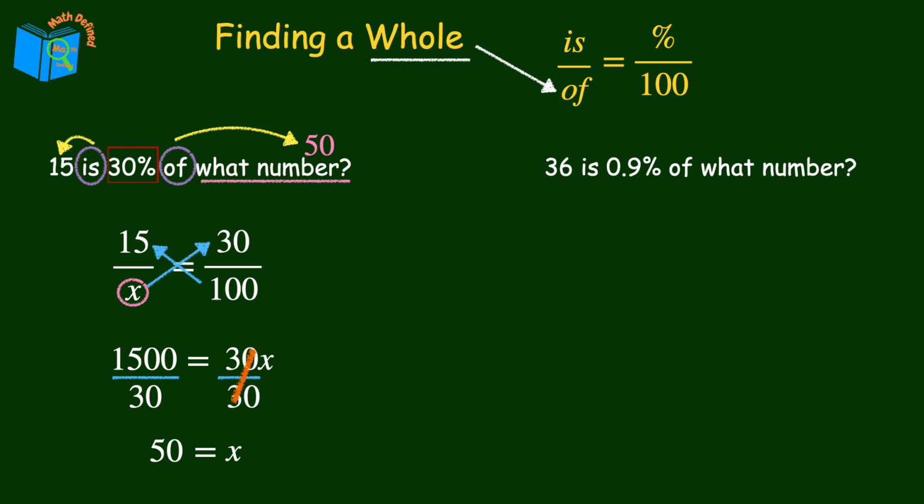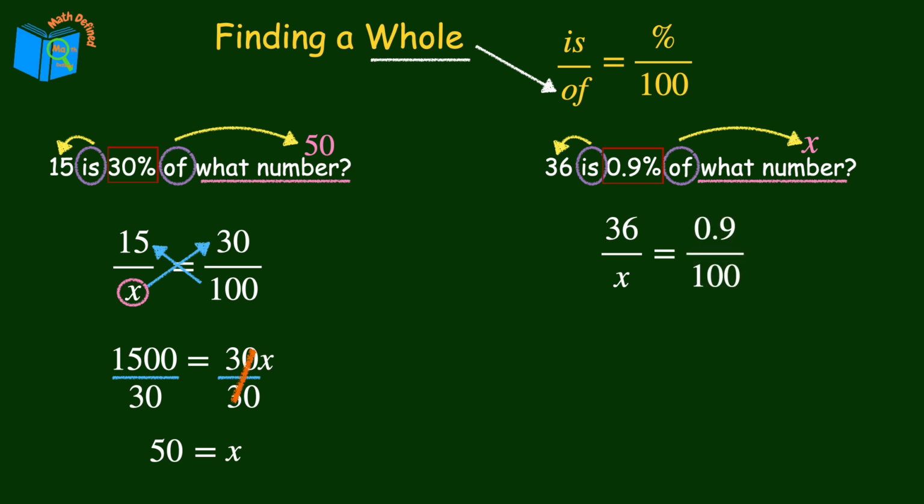Let's do another one. 36 is 0.9% of what number? We'll use the variable x again to represent the word of, or the whole. Now we're ready to set up our proportion. 36 over x equals 0.9 over 100. Using cross multiplication again to solve for x.